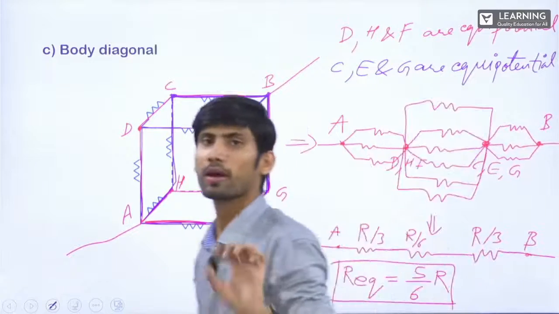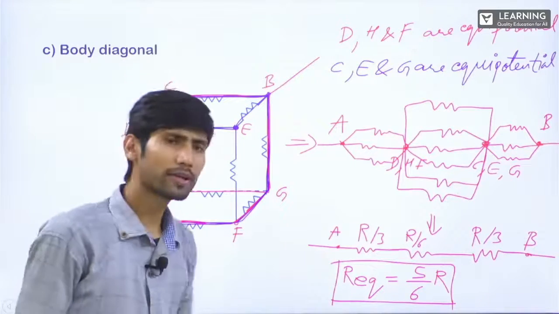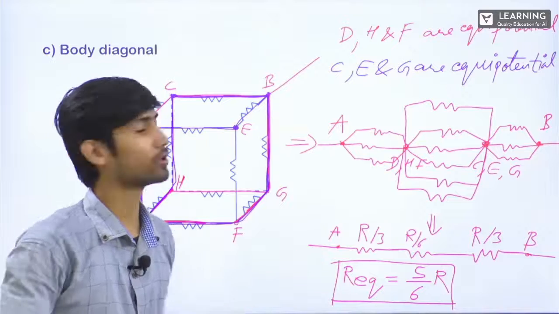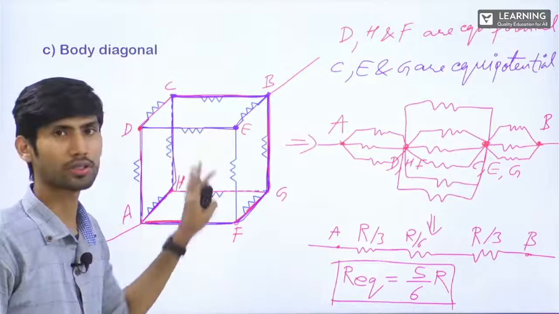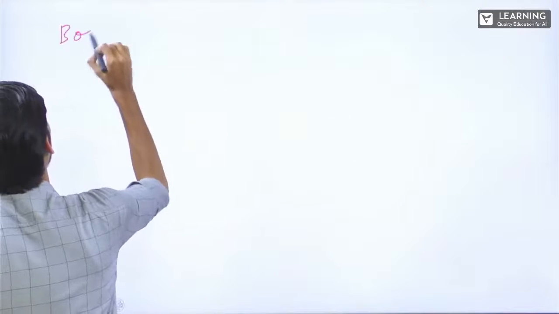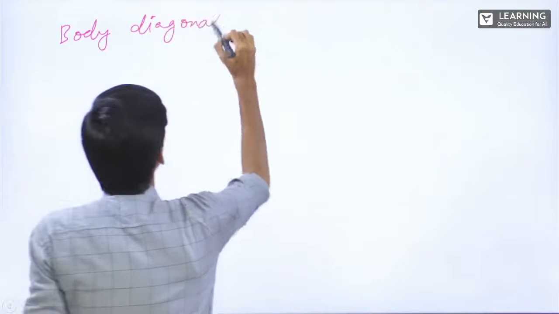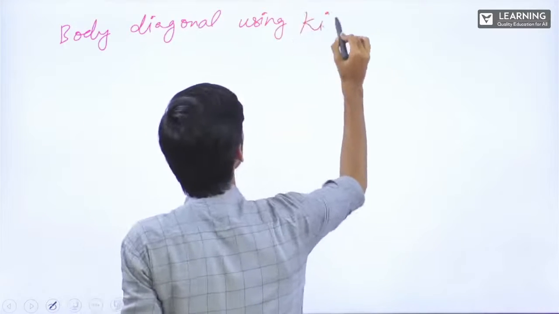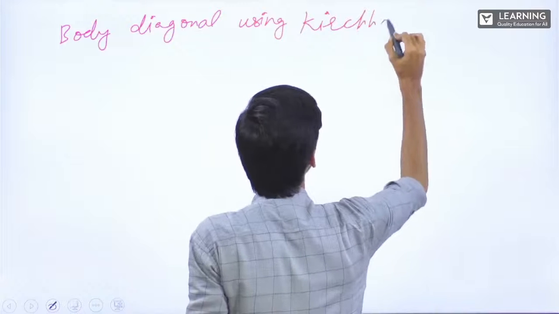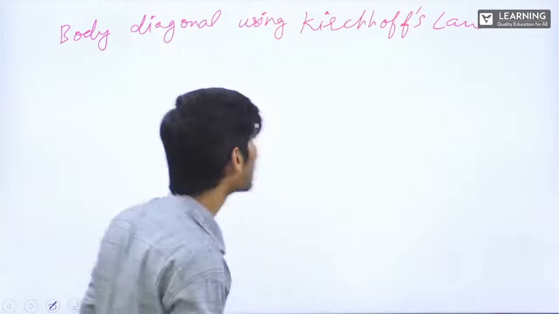Alright. So now we have seen one method in all the 3, that is potential method. Now let me show you Kirchhoff law, how to apply that. Okay. First I'll show you Kirchhoff's law here, because in here it will be the shortest. Body diagonal using Kirchhoff law.